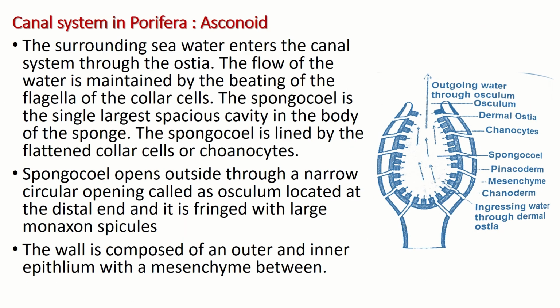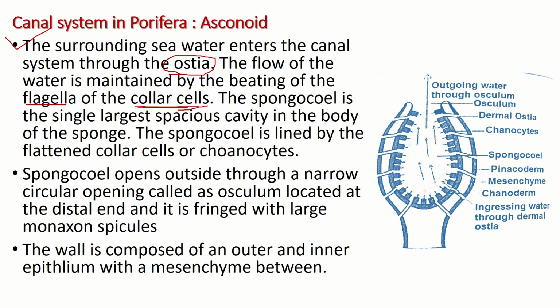Then the surrounding seawater enters the canal system through the ostia. This is already discussed. With the help of the ostia, the surrounding water comes into the body of the sponge. The flow of the water is maintained by the beating of the flagella of the collar cells. By beating, the water current is produced.